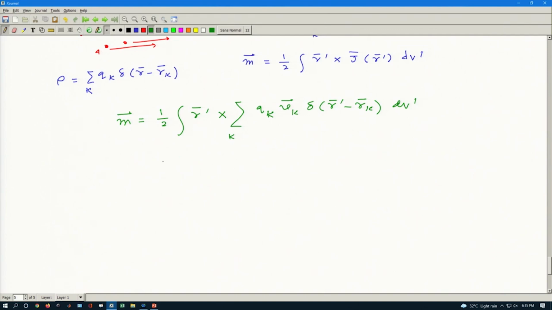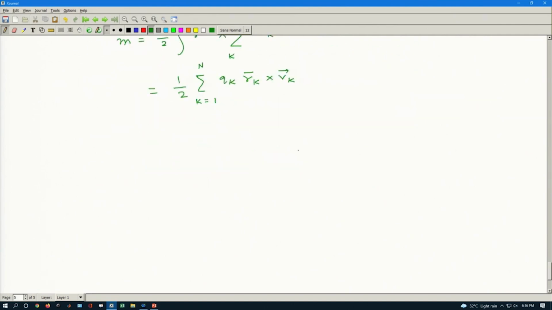That simply reduces the equation, and I can simply have half of the summation. I put this integral inside, with k from 1 to n, the number of particles, then q k, and then r k cross v k. So that should be the magnetic moment.